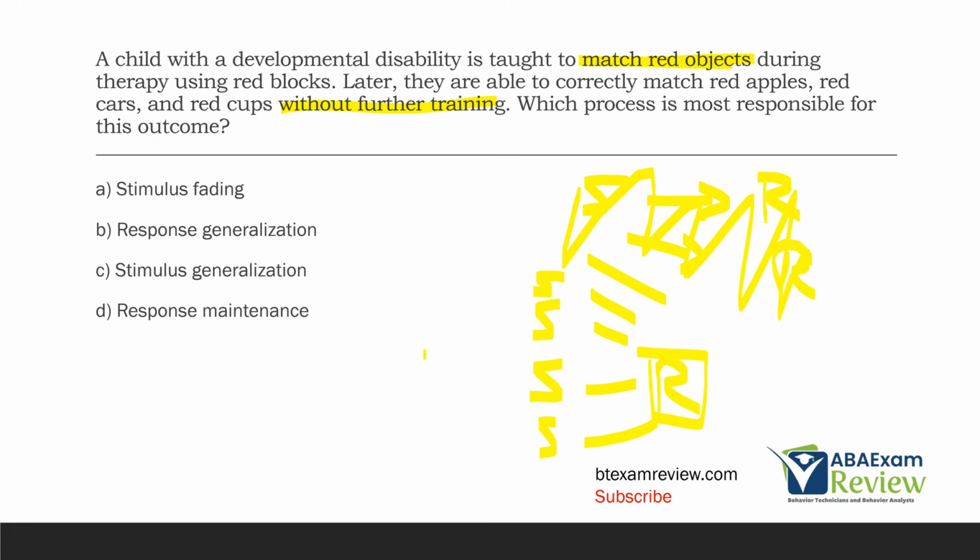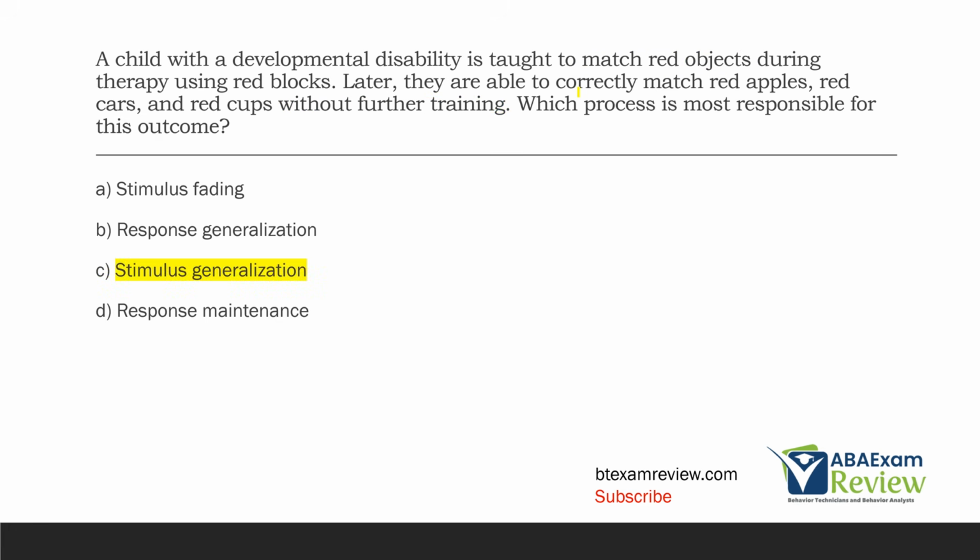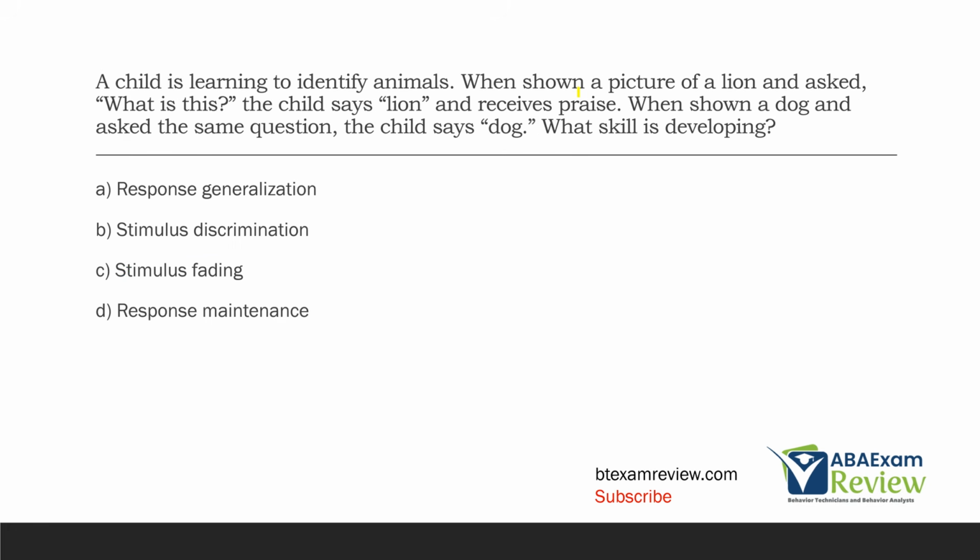I make mistakes too. Everybody makes mistakes. That's why if you do make a mistake, you can't be too hard on yourself. It's going to happen, so just make the correction and move on. And then D, response maintenance. Well, we didn't teach them this, and they're just starting to do this. So maintenance is not necessarily the process responsible for that response of matching, generalizing across so many different stimuli. The process most responsible is C, stimulus generalization.